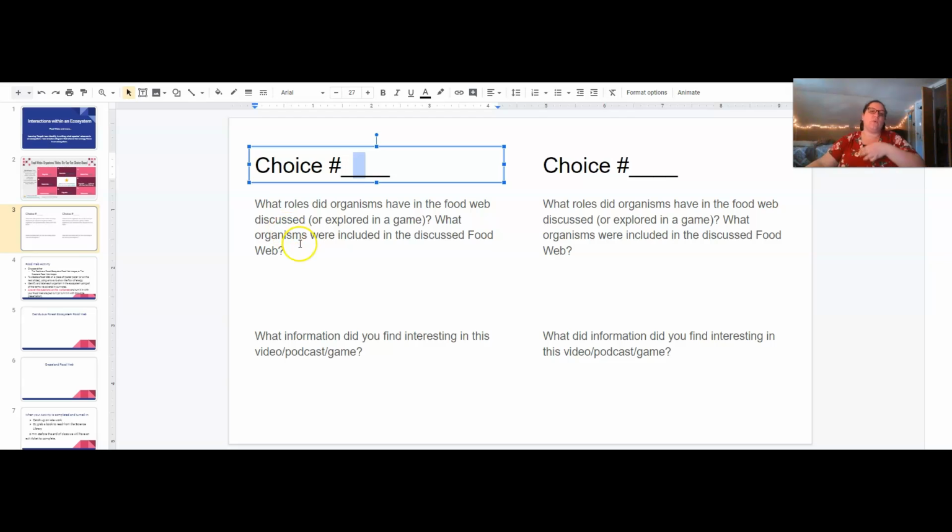So the first one being, what roles did organisms in the food web discussed have? So things that you explored in the game or the podcast or whatever it is you were talking about, what organisms were included in that discussed food web and what roles did they have? The second question is, what information did you find interesting in this video, podcast, or game? So what about this link was interesting to you? What did you learn? What aspects of it were interesting or new?